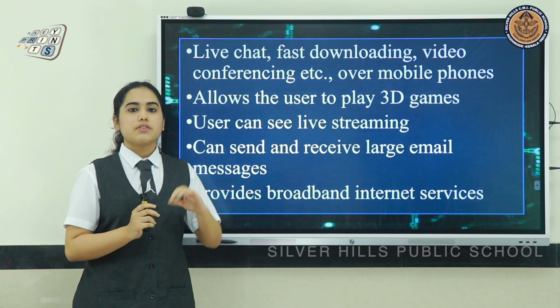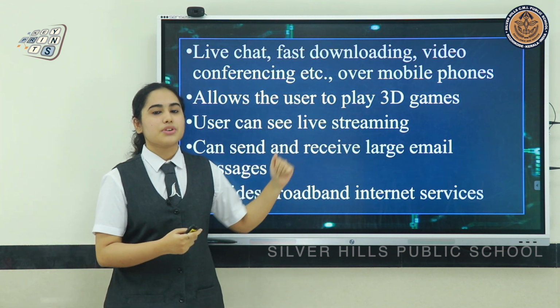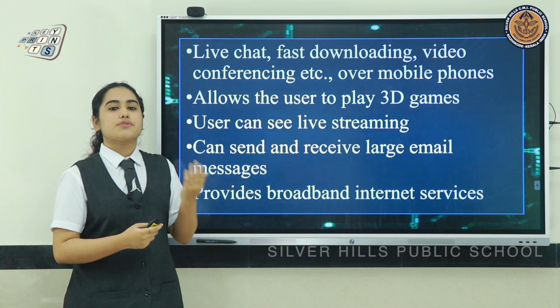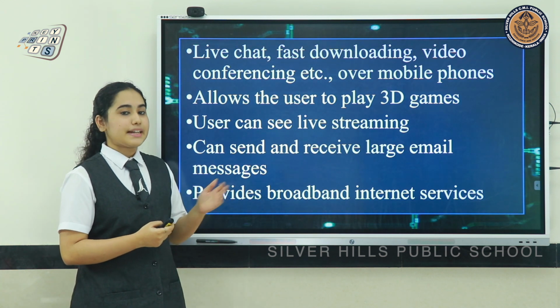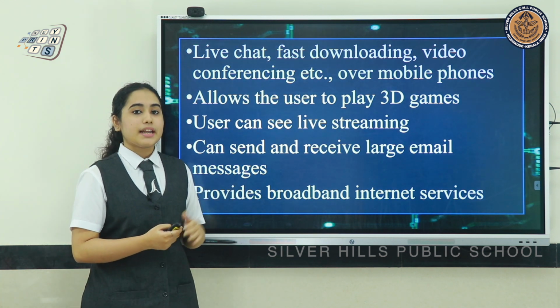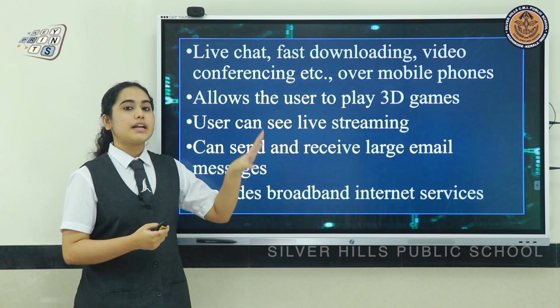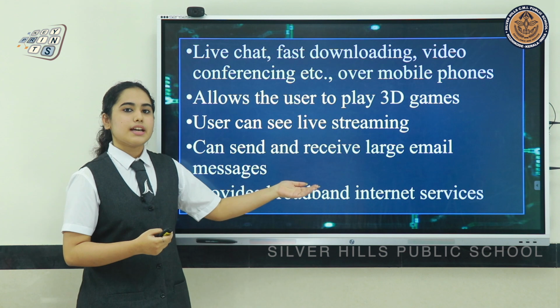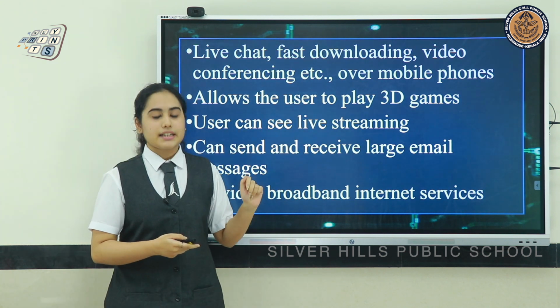In 2G technology, we can't send email messages, but in 3G technology, we can send and receive large files, text files, email messages, etc. And it provides broadband internet services. Now, what is broadband? If we have high quality bandwidth frequency, then using an internet connection, we can send and receive or transmit data. So, it provides broadband internet services.